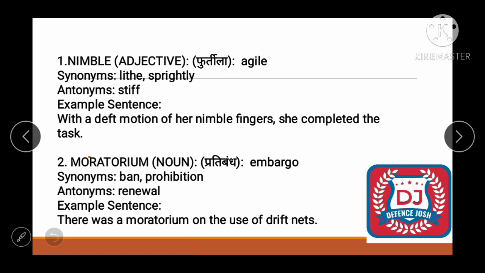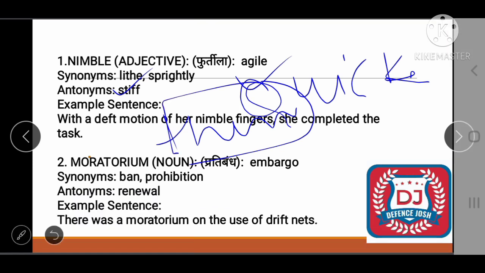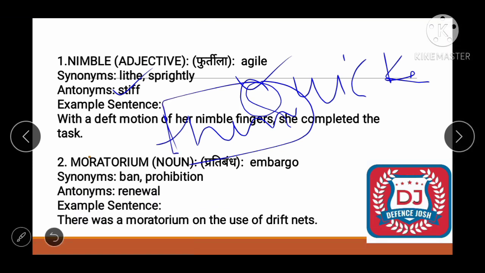First one is nimble. See friend, nimble means quick. It means quick. All right. So its synonym will be agile. See friend, agile here signifies able to move quickly and easily. Okay, it means able to move quickly and easily, right? So the synonym lithe means thin. Okay, if something is thin, it will move in a very good and graceful manner. All right, so the opposite will be stiff, right? Stiffness will be there. All right, full energy will not be in that manner.